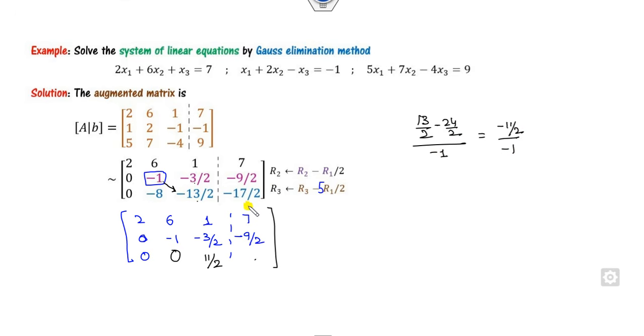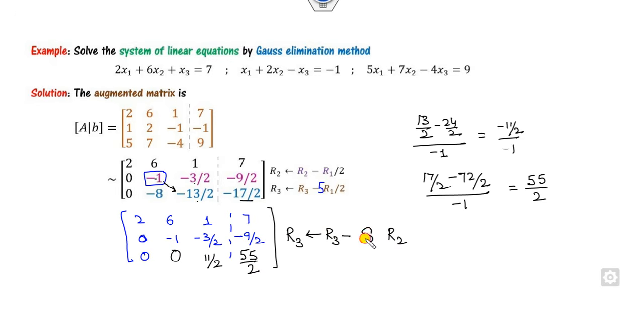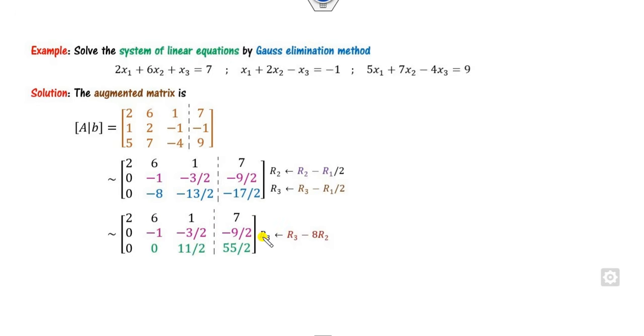Similarly for this value, the previous value is my here. So it is my 17 by 2, it is my minus 72 by 2 divided by the box element. So it is my 55 over 2. So this value will be my 55 over 2. So how do you write the operation? Because we are working only for the R3, I can write R3 minus the box element times R2. So what is the opposite of this? It's an 8. So you can see R3 minus 8 R2.